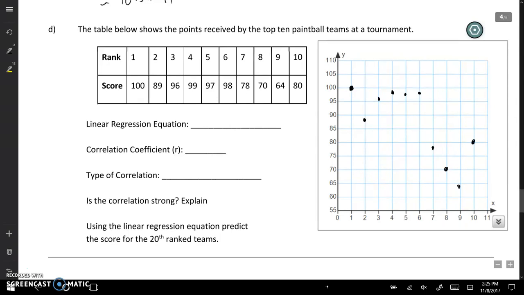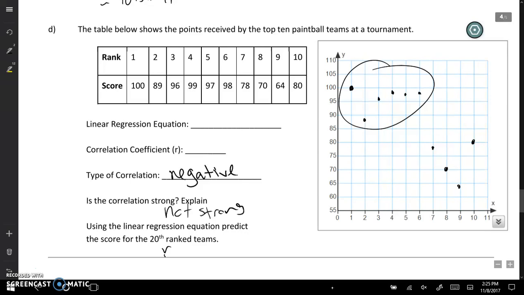So they haven't had a really good time. In general, it looks like as the ranking gets to be a higher number, the score is going to go down. So that would be a negative correlation. I definitely don't think this is a strong linear relationship because of these guys right here. So I would say not very strong. The 20th ranked team is still coming down, still coming down. I'm going to guess around 40 or so. Just an estimate, we're just trying to see.